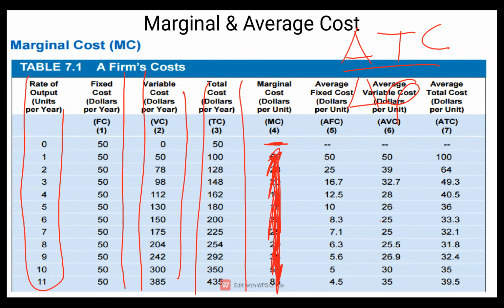Then you start now. The next, the change in total cost will be 50 minus 100 minus 50 gives us what? 50. Like 100 minus 50 divided by the change in output, which is 1 minus 0, which is giving us 50. So you start writing here, you write 50, right? Then the next one will be 128 minus 100 divided by 2 minus 1. This 2 minus 1 is the change in output.